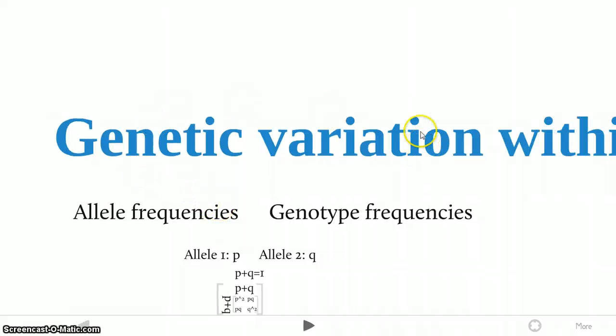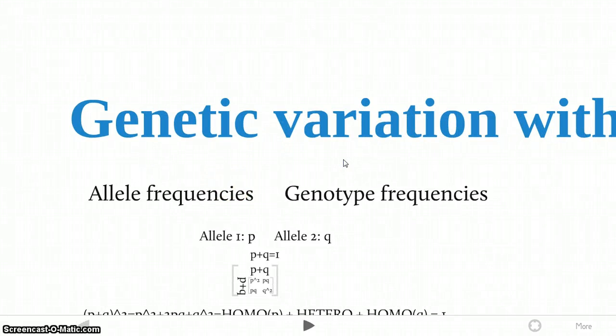Genetic variation. Well, there are pretty much two things that really matter in genetic variation. There are allele frequencies and there are genotype frequencies. Allele frequencies are the frequencies of some allele in the set of all alleles in a population. And genotype frequencies are the frequencies of a genotype in individuals in a population.